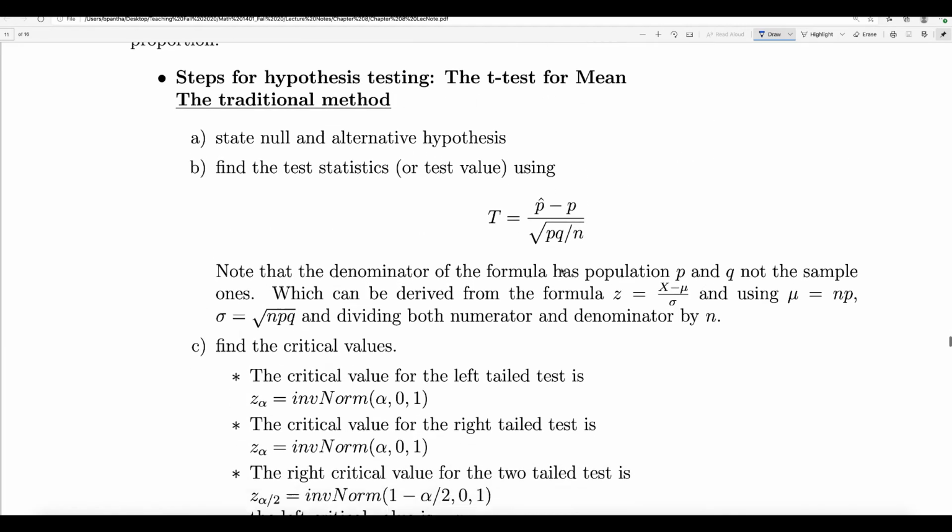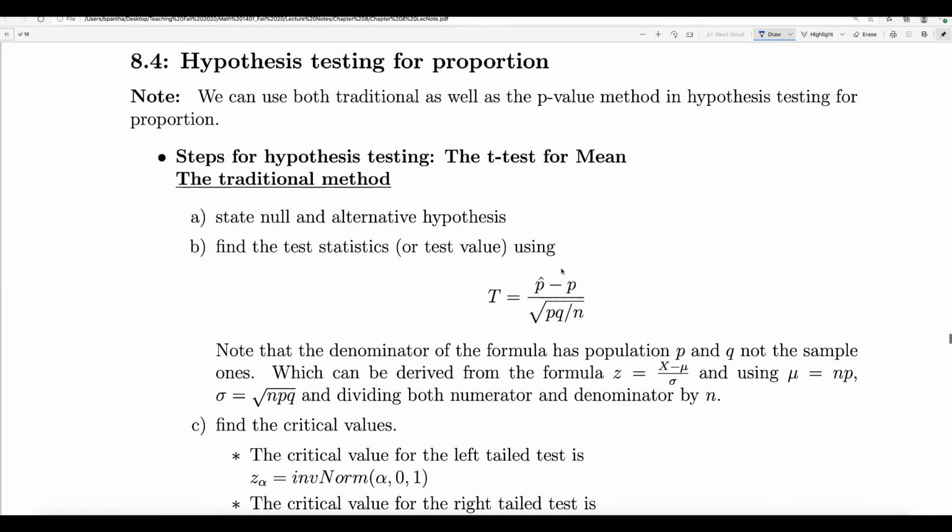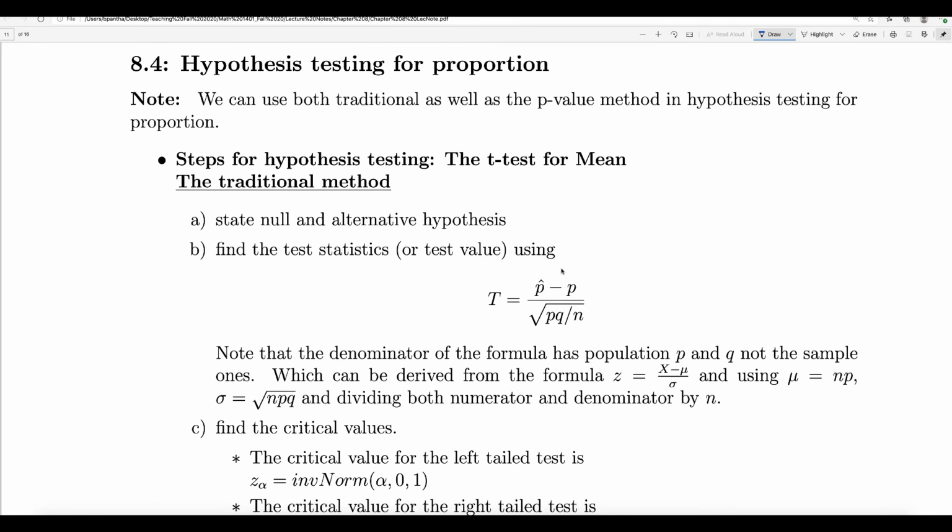Let us talk about the steps. By the way, this is not right. This is not the t-test for the mean. This is the hypothesis testing for the proportion. In the traditional method, we first write H0, the null hypothesis, and H1, the alternative hypothesis.